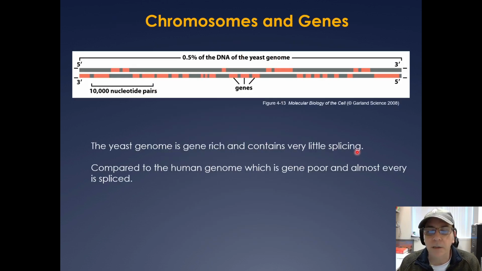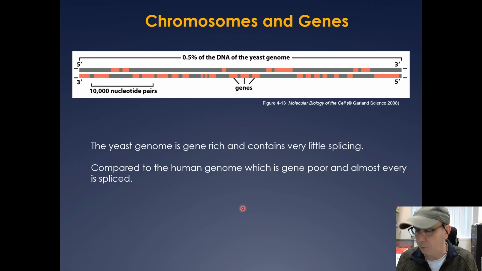Here's also a very simplified view of genes on a chromosome. This is a schematic of chromosome 3 from yeast, and you can see here that the orange colored boxes are genes, and the gray is intervening sequences. Genes can exist on the plus strand or the minus strand. Something you probably need to know: the yeast genome is very gene rich, and most of the genes are not spliced, versus the human genome, which is very gene poor, and almost every single gene is spliced.